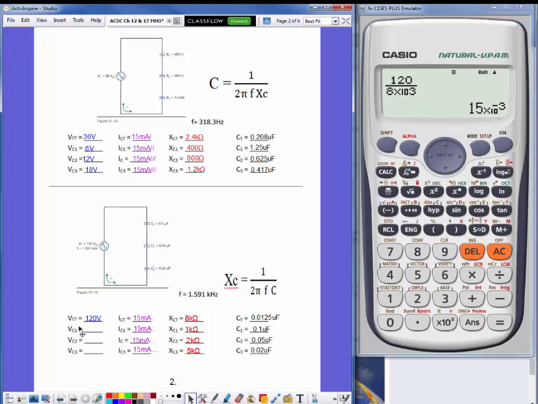Now it's just a matter of Ohm's law. V is equal to I times R, but in this case it's X. V is equal to I times X. I can just work my way down. So 15 milliamps times 1K ohms, 15 milliamps times 2K ohms, 15 milliamps times 5K ohms.